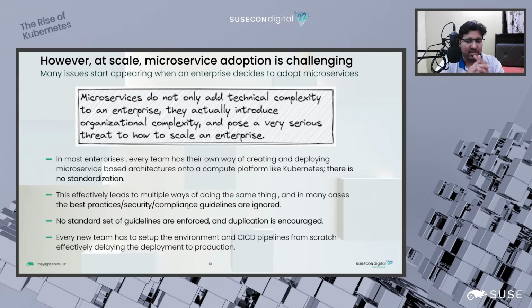So in most enterprises, every team has their own way of creating and deploying a microservice based architecture onto a compute platform, maybe Kubernetes or ECS or whatever. This effectively leads to each of these teams having their own pipelines, own methodologies, own guidelines. So there is no standard set of guidelines that is enforced. And every new team, say for example, today I am a new team and I have to set up a greenfield application which I want to be a loosely coupled microservice based cloud native architecture, I have to start from scratch. I have to write those pipelines, containerize my application into a Docker image, then wrap the Docker image around a Helm chart and deploy to a Kubernetes cluster. I have to do all of this every time. And this is what makes it very difficult for microservices, because everybody will do it in their own way. There is no standardization.